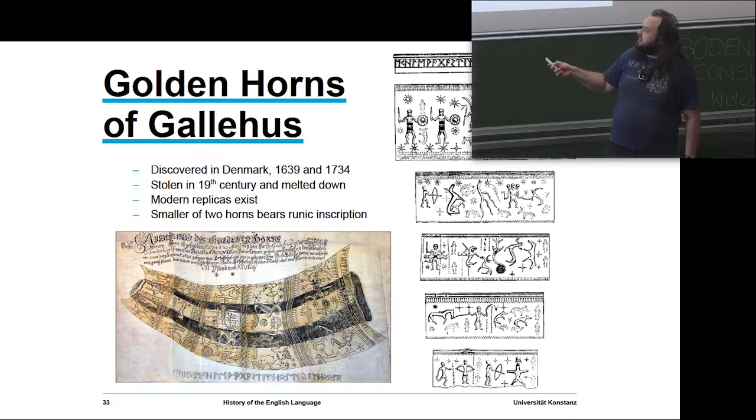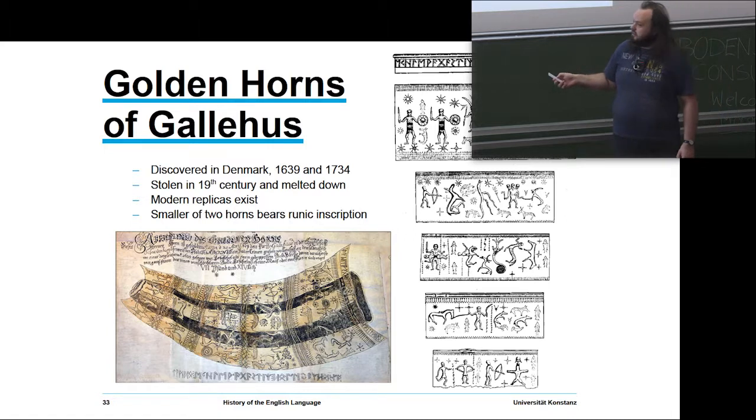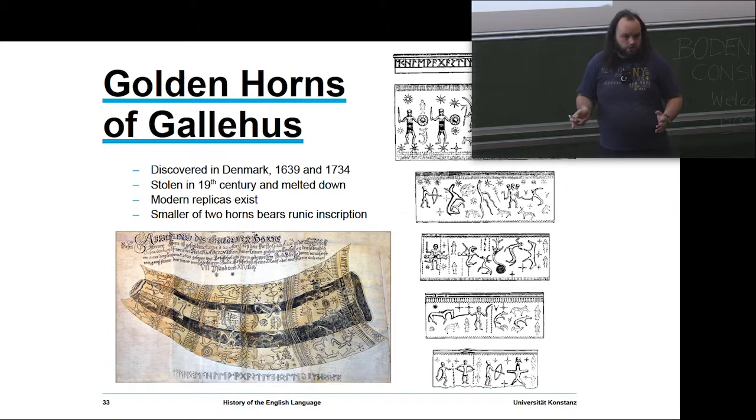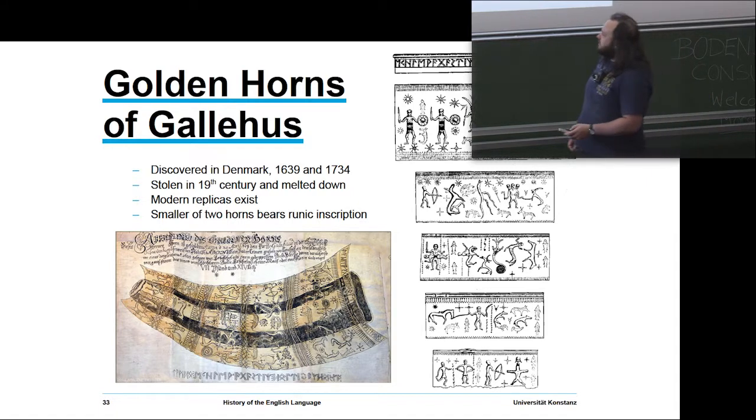In the 19th century, the horns were stolen. They made replicas of the horns because people had made drawings. These are drawings that were made of these horns. So after the horns were stolen, they made replicas based on these drawings. And then later on, the replicas got stolen as well. But at that point, they managed to get them back. These material objects often have very checkered histories.